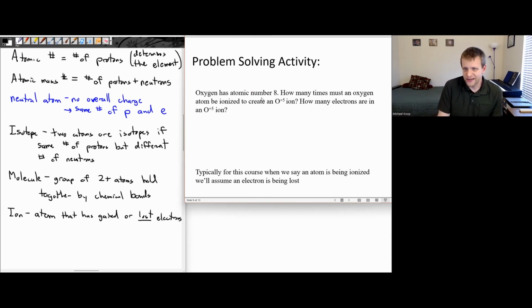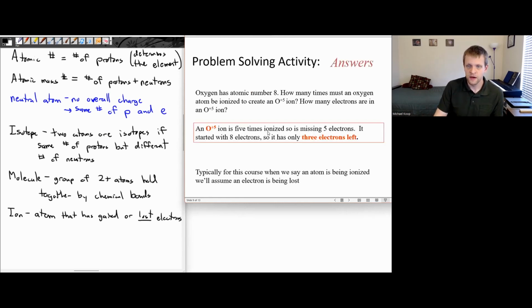So for this oxygen atom, we said it's atomic number 8. So when neutral, we should have the same number of protons as electrons. So it should start out with 8 electrons. If I want to get a +5 charge overall, I have to remove 5 of those electrons. I have to get rid of 5 of those negative charges. So it's missing 5 electrons because it's 5 times ionized. If it started with 8 electrons, it would only have 3 electrons left at the end of this transition.